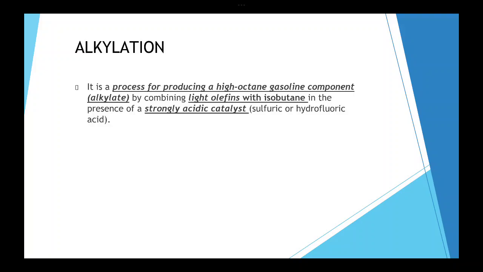Okay, now we do have the third one, that's alkylation. Alkylation is a process of producing high octane gasoline, a component which is known as alkylate. It is done by combining light olefins with isobutane in the presence of strongly acidic catalysts such as sulfuric or hydrofluoric acid. Okay, it's just the process of producing alkylate. That's the third one.